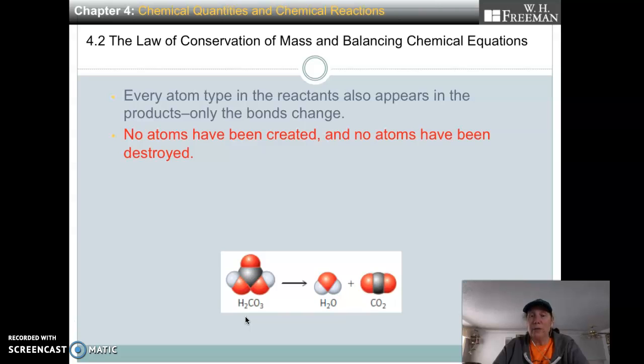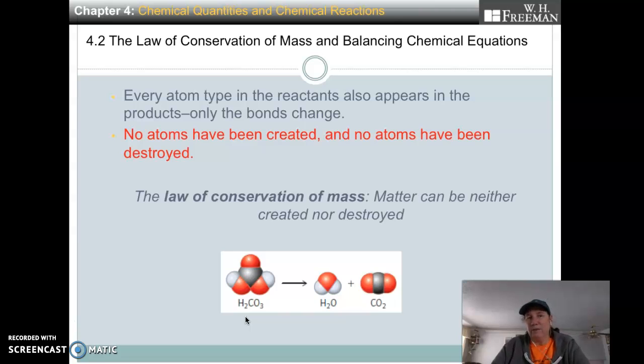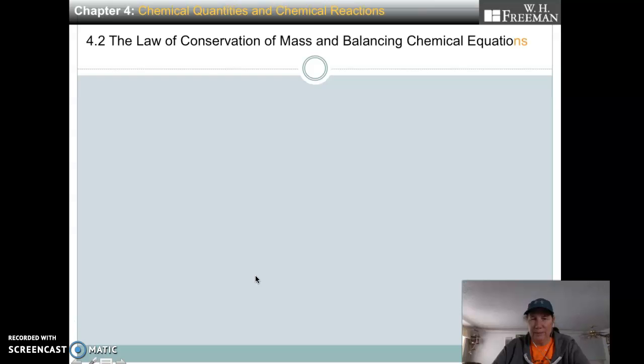Okay, when we do a chemical reaction, we just rearrange. We don't create anything. We don't destroy anything. We might make a product, but it's made from the reactants. And again, we're not making something out of nothing. Okay, so we have to satisfy the law of conservation of mass. And again, matter cannot be created or destroyed. All we can do is rearrange. And that's what a chemical reaction does.